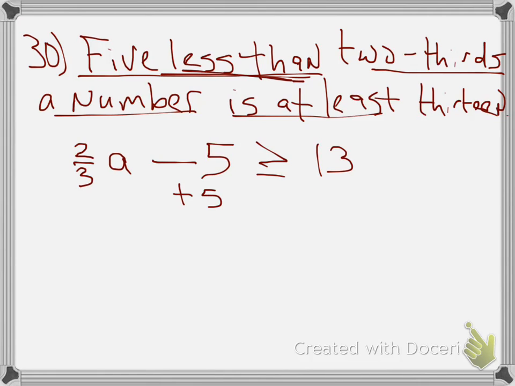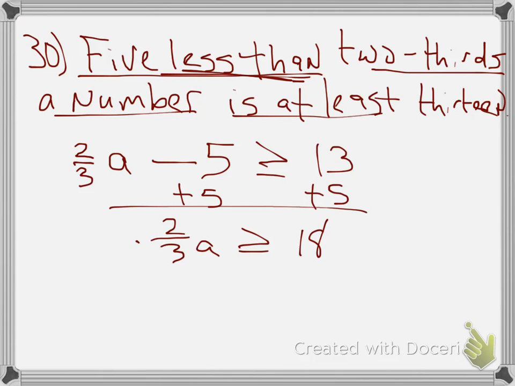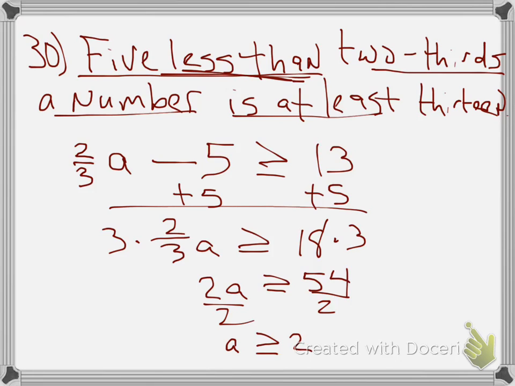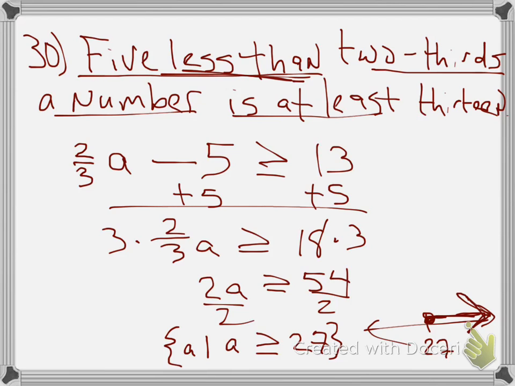So I can add 5. 2/3 a is greater than or equal to 18. I can multiply by 3. 2a is greater than or equal to 54. Divide by 2. And I get a is greater than or equal to 27. Set parentheses, and so on. Close dot, 27. Shaded to the right. And we're all done. That is that for the review.